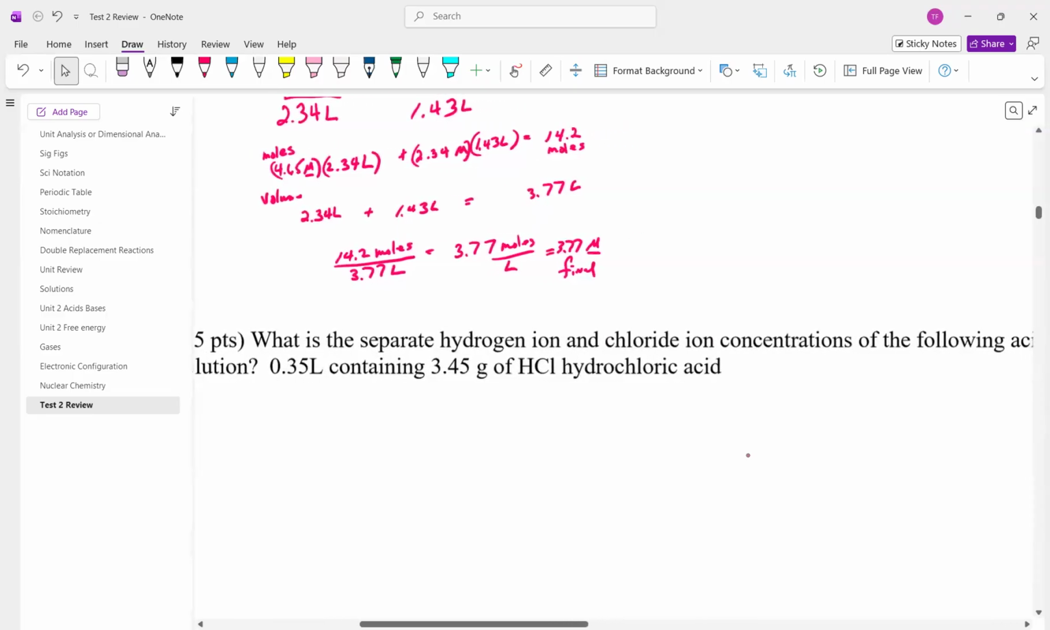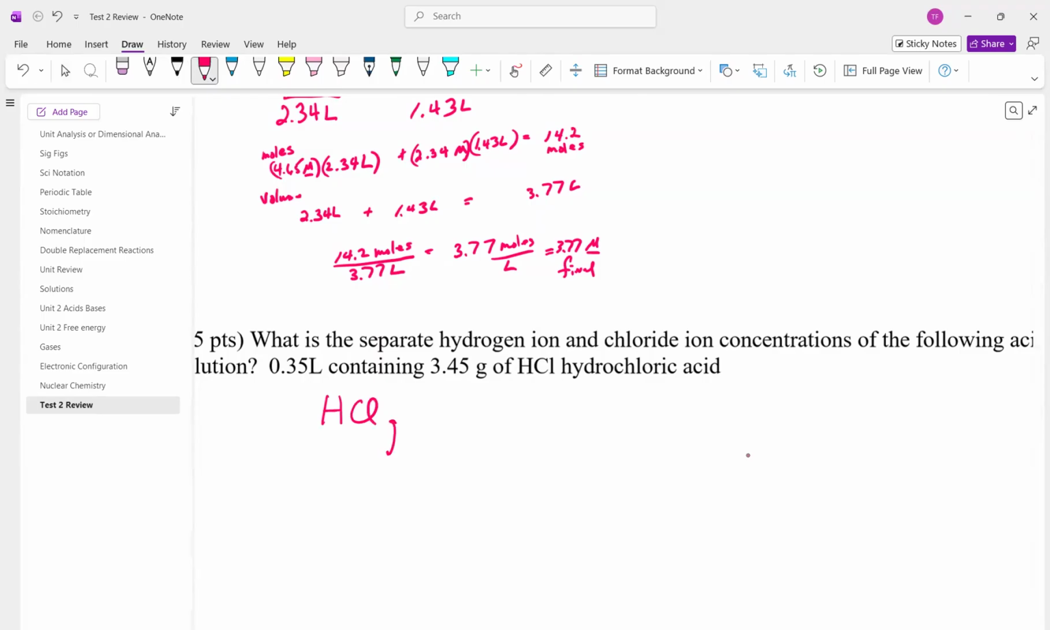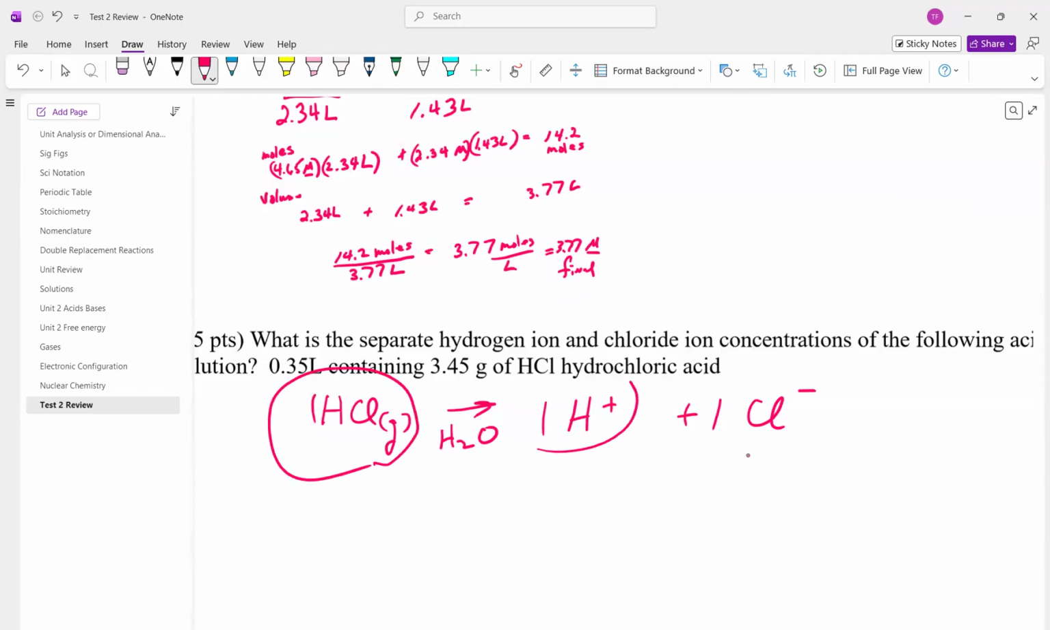Okay, right? Separate hydrogen ion and chloride ion concentrations for HCl. Now remember, hydrochloric acid is hydrogen chloride gas in water. That means it's H plus plus Cl minus. Balance it. 1, 1, 1. So if we know the concentration of this, we know the concentration of this and that, because these two are equal, because the coefficients are 1 to 1.